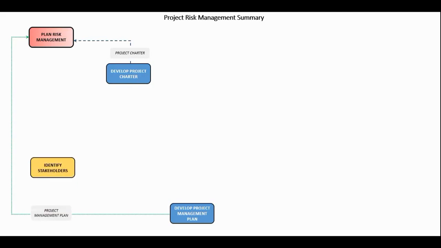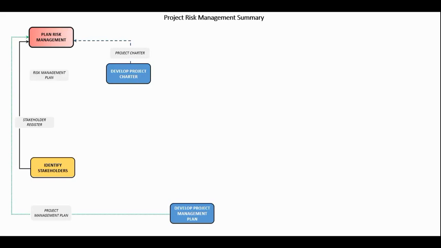We also have a direct feed from identify stakeholders for obvious reasons. In plan risk management, we are defining the how. How are risks going to be managed? And all interested parties, all relevant parties should be called into this process. For that reason, we have our stakeholder register as an input.